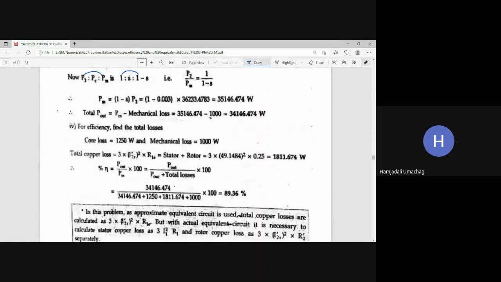Finally, if I want to calculate the efficiency, find the total losses. Total losses means core loss, mechanical loss, everything we need to calculate here. First we calculate the core loss or iron loss, which is already given as 1250 watts. Mechanical loss is 1000 watts. Therefore total copper loss for all three phases is 3 times I2' squared into R1E, because here it is the resistance of the stator as well as the rotor side.